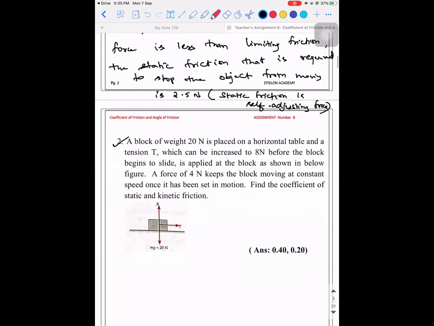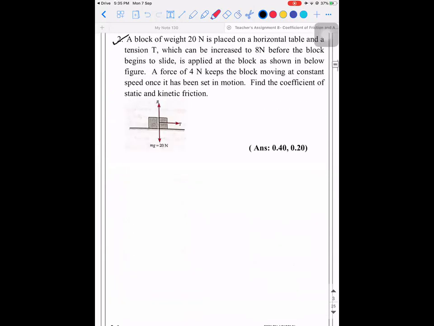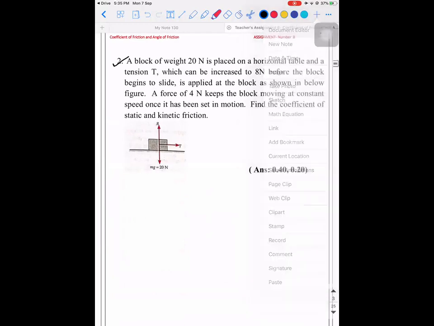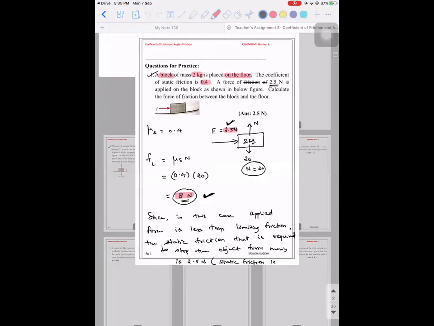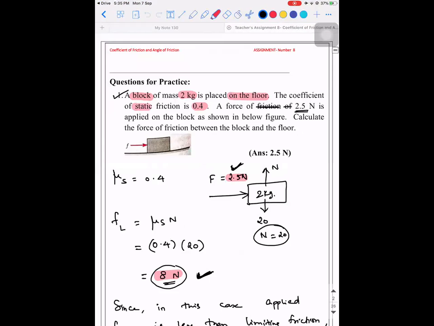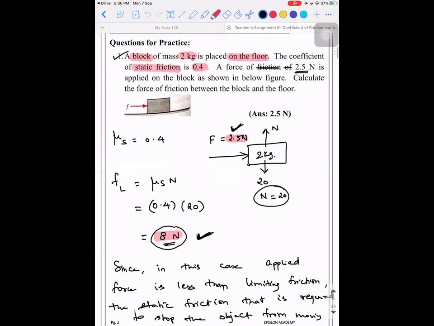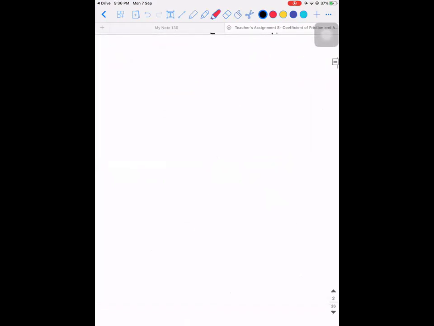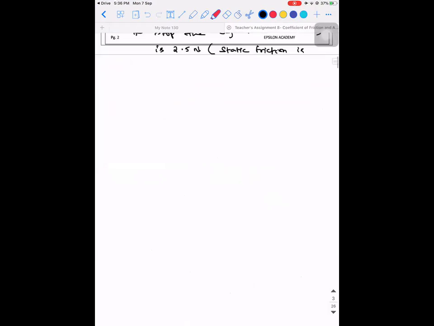Okay, sir. For example, to answer your question, you have to be very careful while reading the question. I'll tell you how to collect the data. Here they have told the coefficient of static friction. If kinetic friction is also to be considered, what should have happened to the block first? It should have moved. Here it is not able to move.